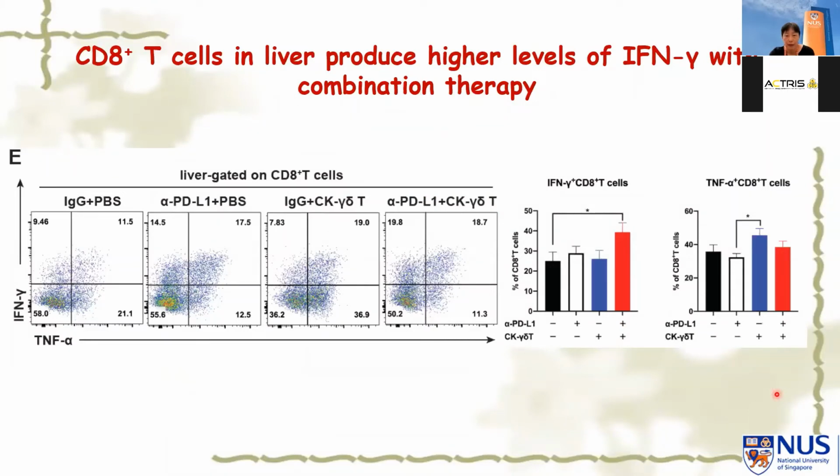So, we look at the host CD8 T cells. It's surprising that only this group had an increased interferon gamma production in the CD8 T cells that actually correlates with the outcome of the therapy.